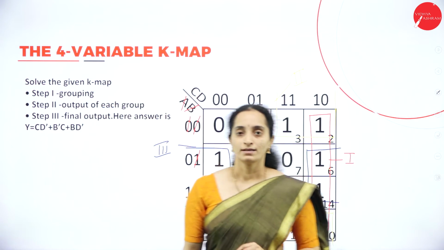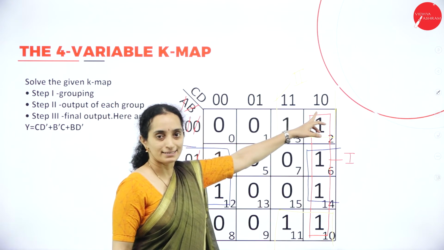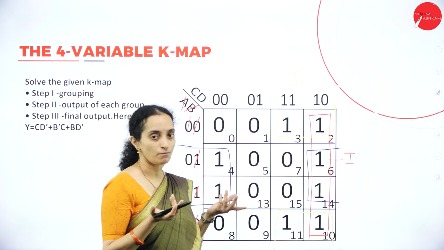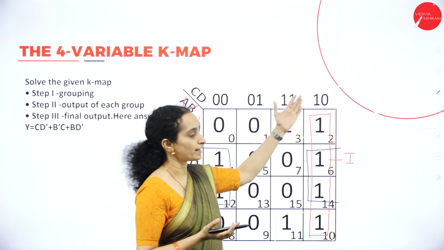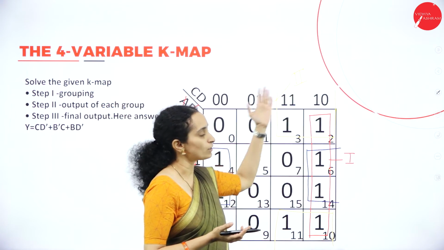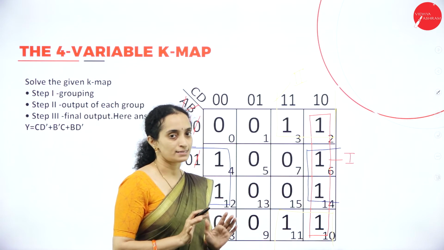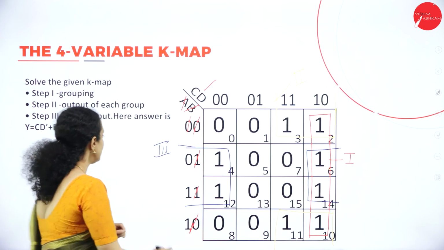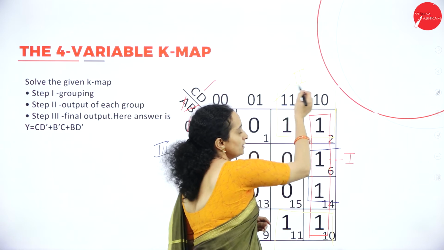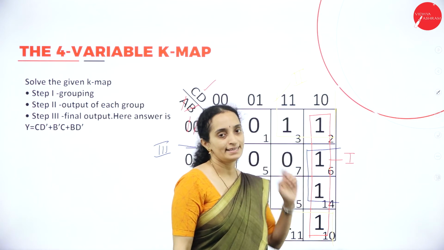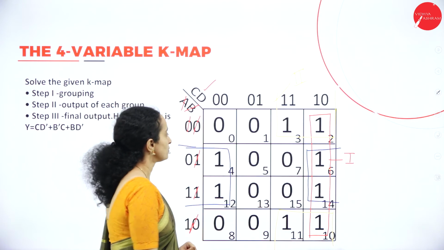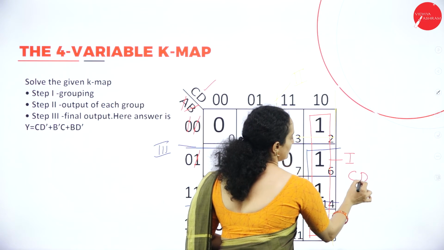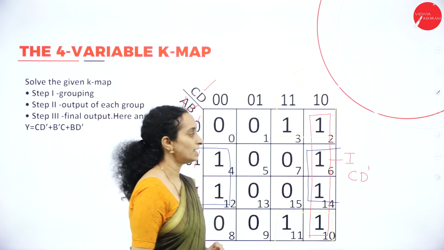Now let's check with C and D. C is not having any complement form or the value is not changing. So you can keep the C. Again, D also has only one form. It is not changing. So you can keep the variables C and D, where C is in non-complement form and D is in complement form. So the expression for the first group will be C D dash.